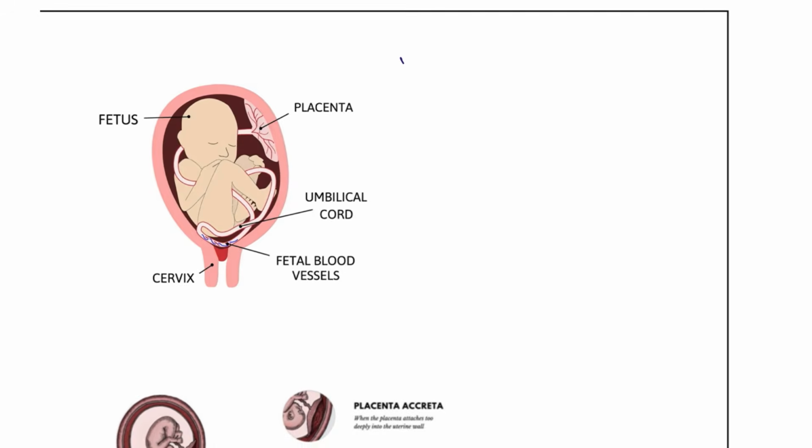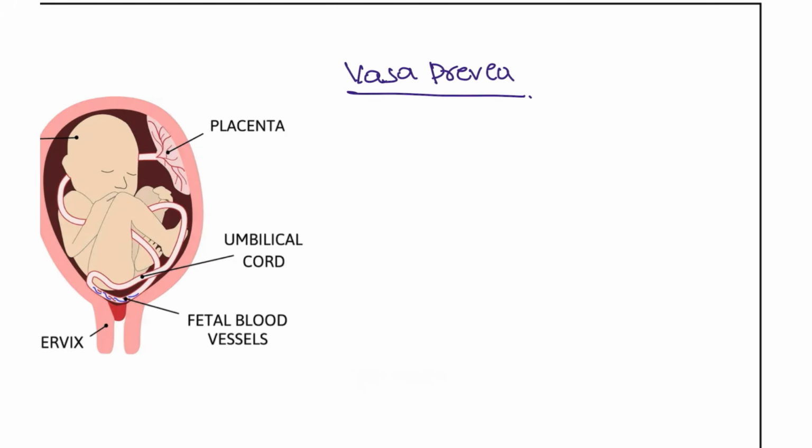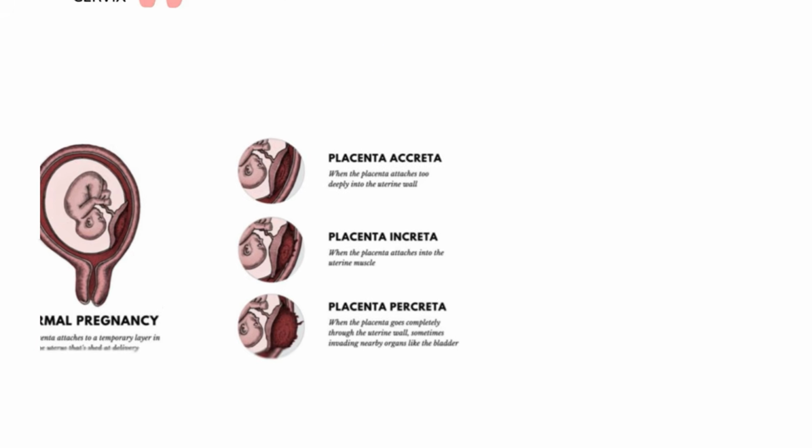Next, vasa previa. What is vasa previa? This is a severe condition. Why? Because it is a fetal blood loss, and the fetus must be in distress. To prevent this, the treatment is termination of the pregnancy. Immediately the termination is done, and that also with the help of cesarean section. NVD is contraindicated in this patient.